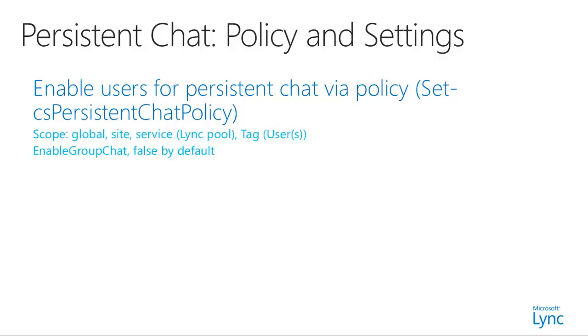So from a policy and settings perspective, when you deploy pchat, you would enable the users for persistent chat via policy. And the scope can be global, site, or service, or even a user level. So you can enable pchat for all your global sites, or for your specific site, or for a specific set of users. And if you deploy Lync server and deploy group chat, it's disabled by default. So you have to actually go and explicitly enable pchat. It will not come in enabled by default.